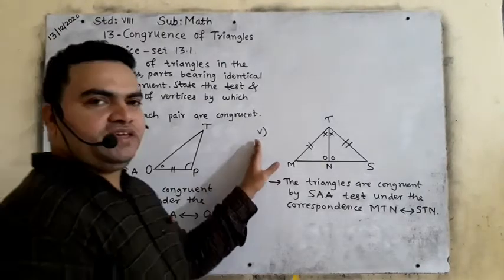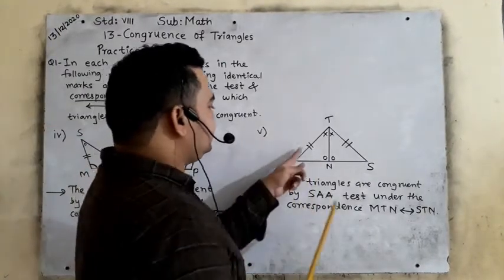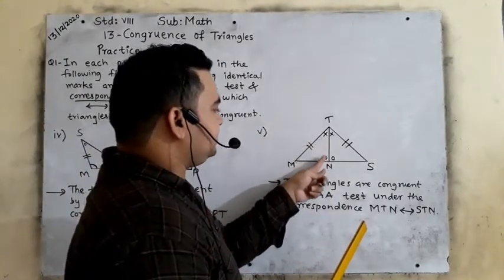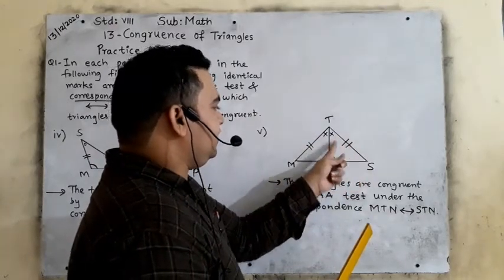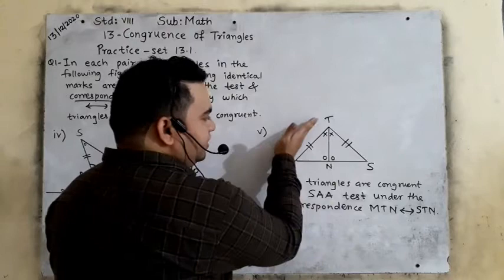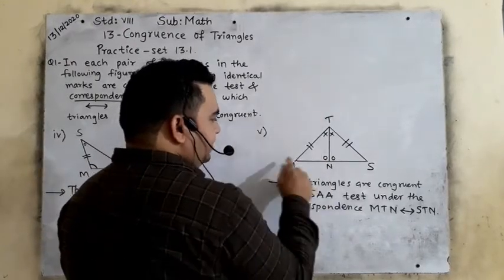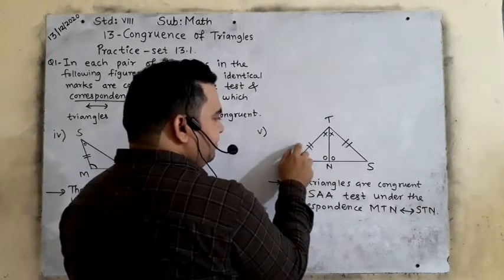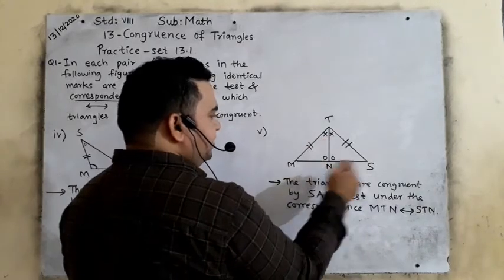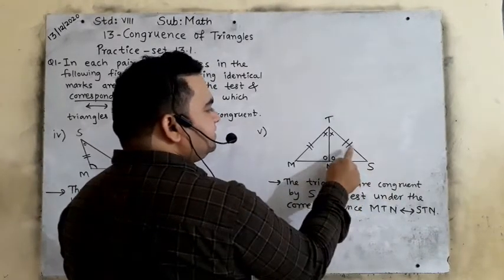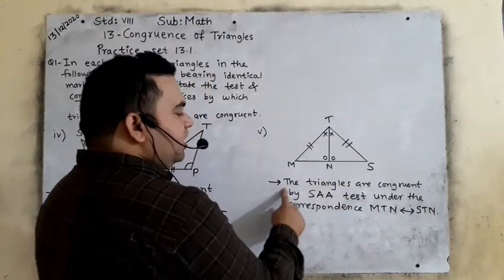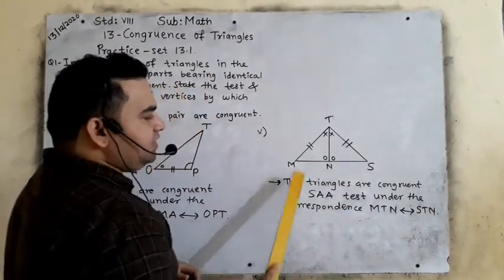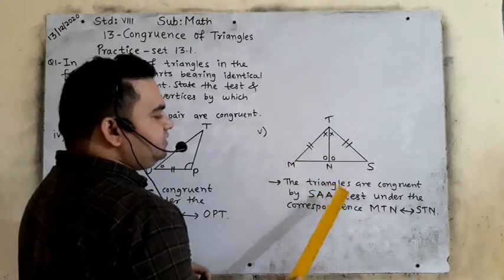Now observe this figure, fifth number. See, here it is side, then this is angle, and this is angle. So side, angle, angle. Here also side, angle, angle. See, we are starting from here, side, MTN. M has side, T angle, N angle. So here STN. S has side, T has angle, N has angle. So the triangles are congruent by side, angle, angle test.